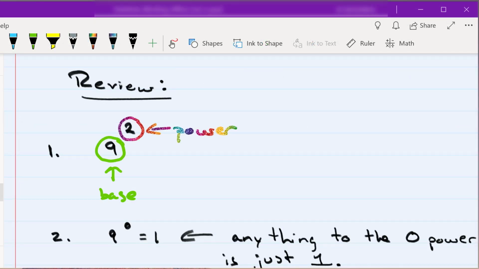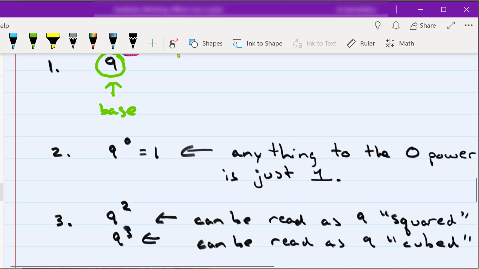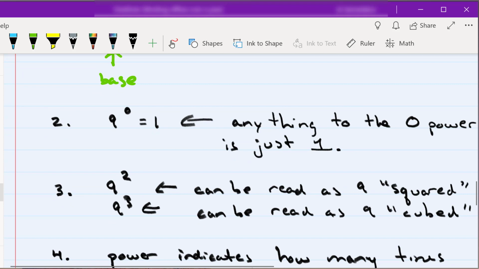Now let us review some things. Number 1, 9 to the power of 2, or 9 squared. 9 is the base and 2 is the power. Number 2, 9 to the power of 0 is 1. So anything to the 0 power is just 1.